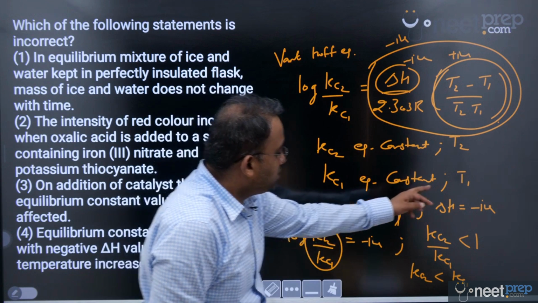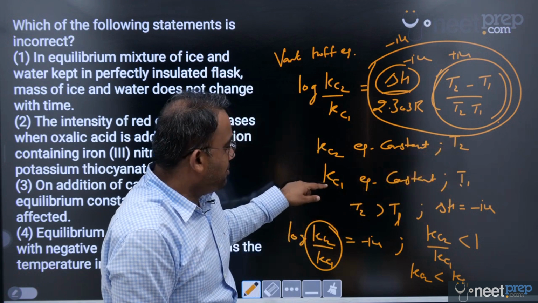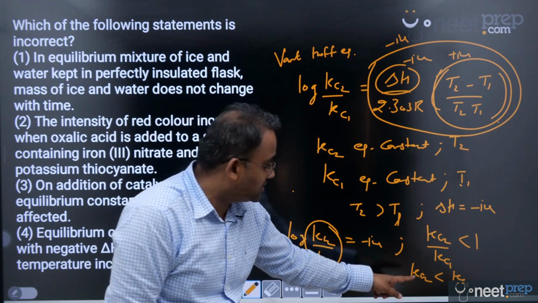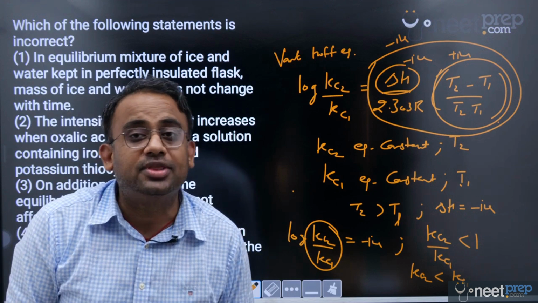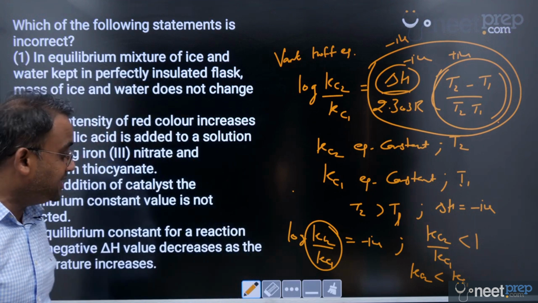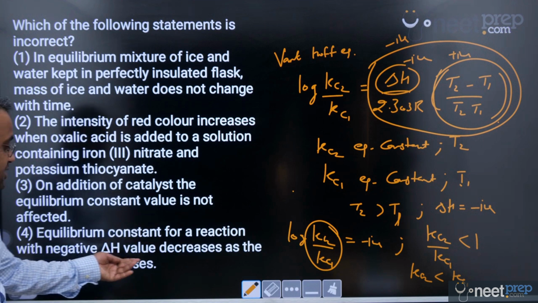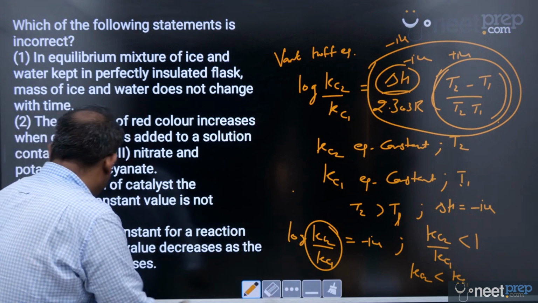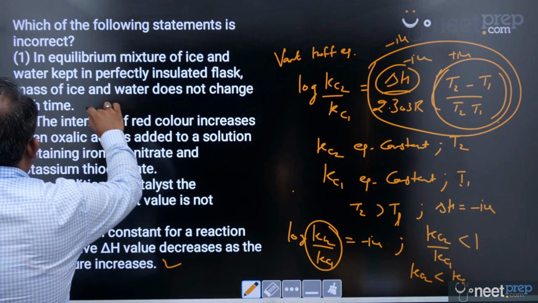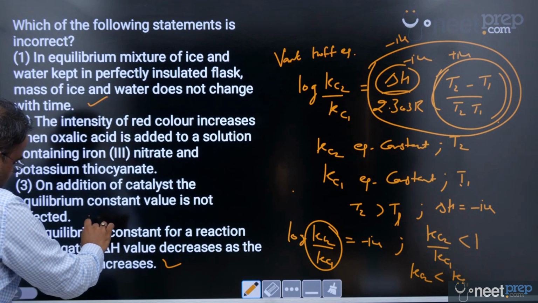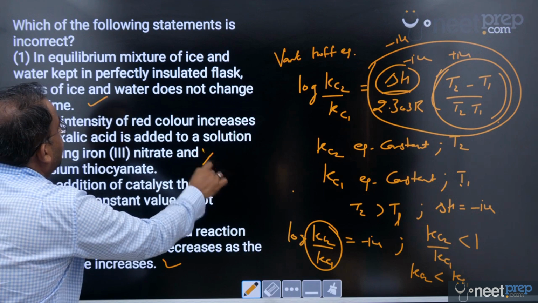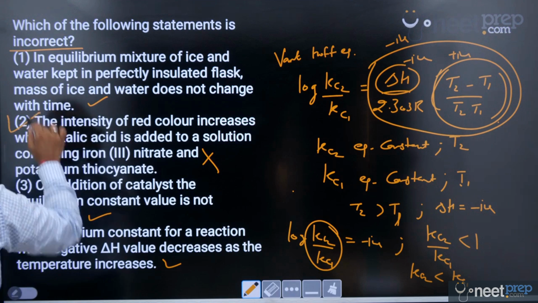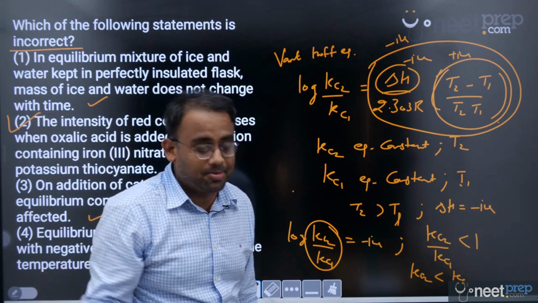So with increase in temperature from T1 to T2, equilibrium constant changes from Kc1 to Kc2. And in what manner? Final value of equilibrium constant is less than the initial value, which means that with increase in temperature, if delta H value is negative for a reaction, equilibrium constant value decreases. Yes, this statement is correct. It was also correct. This statement is incorrect, and it is asking me to find out the incorrect statement. So the second option is the correct option as far as this problem is concerned.